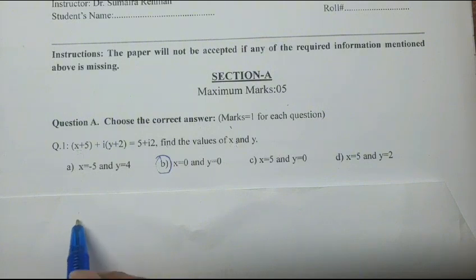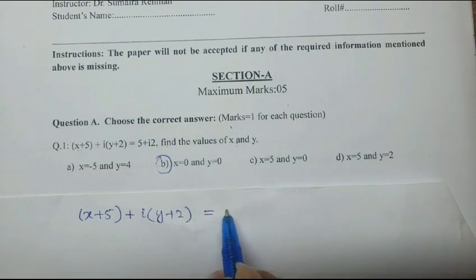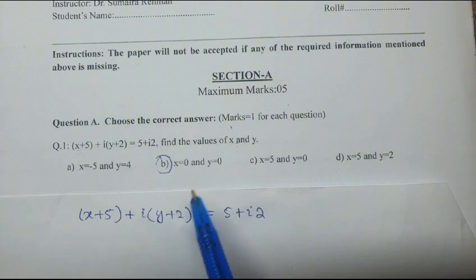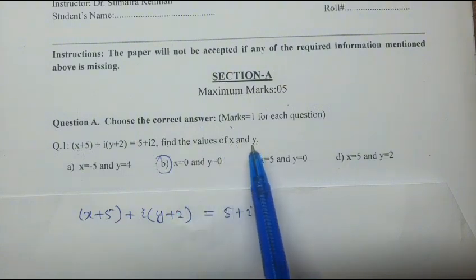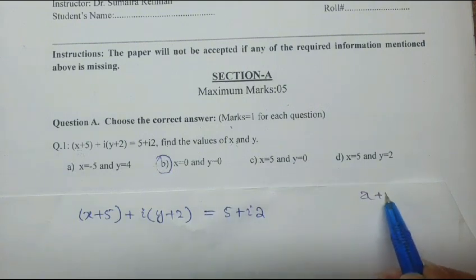Here we are given the equation x plus 5 plus iota y plus 2 is equal to 5 plus iota 2. And we need to find the values of x and y variables. Here actually this is a complex equation. On each side of the equation we are given the complex number in the form of a plus iota b.